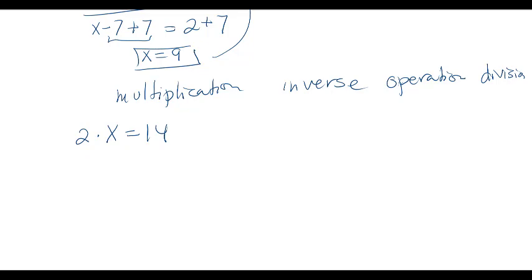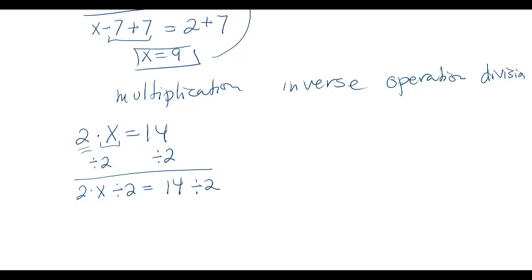And again, I used the dot symbol for multiplication. So we want to isolate our variable x, but we have this coefficient 2. What can we do? Well, it's multiplying, so therefore the inverse operation is division. Let's divide both sides of this equation by 2. When we do that, we get 2 times x divided by 2 equals 14 divided by 2.